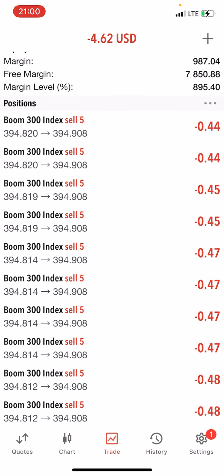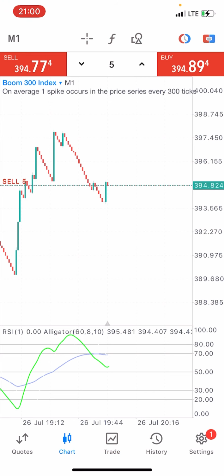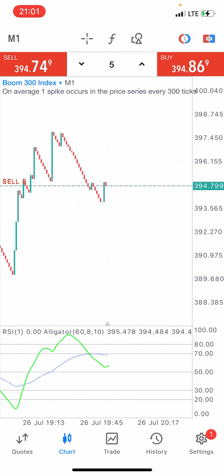Now you might be asking about the indicators I'm using. If you've watched my previous video, you'll find that this indicator was used on another pair, I think Crash 300, and I showed you guys how to use it to catch spikes. If you watch that video, you're going to like it. This is another video entirely, where I'm showing you how to use this on the Boom 300.